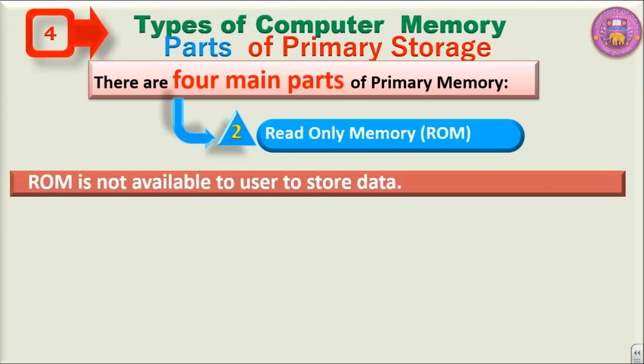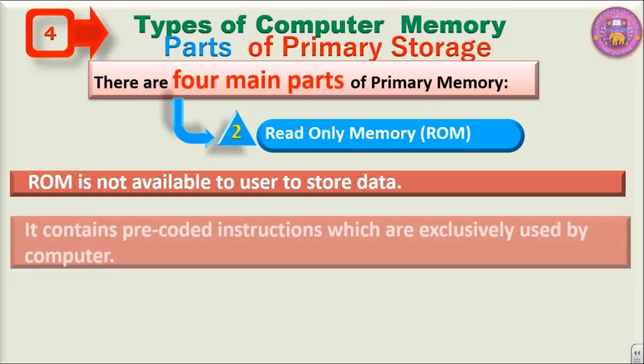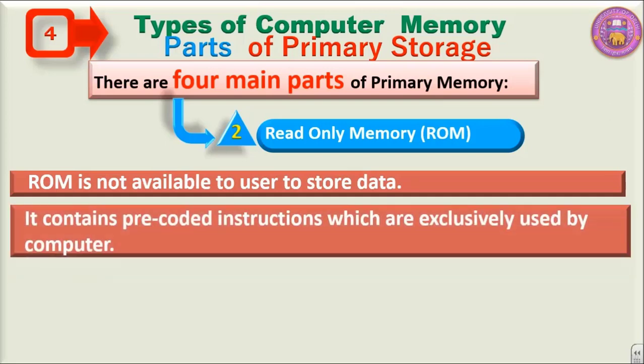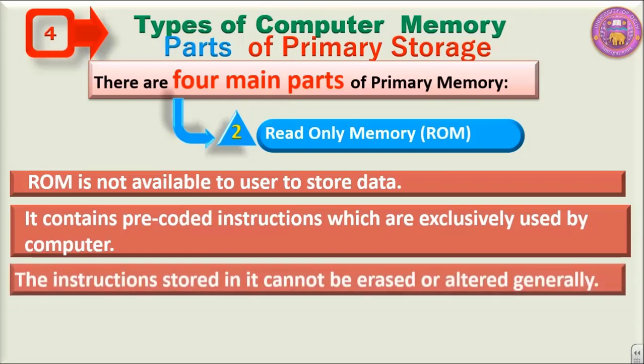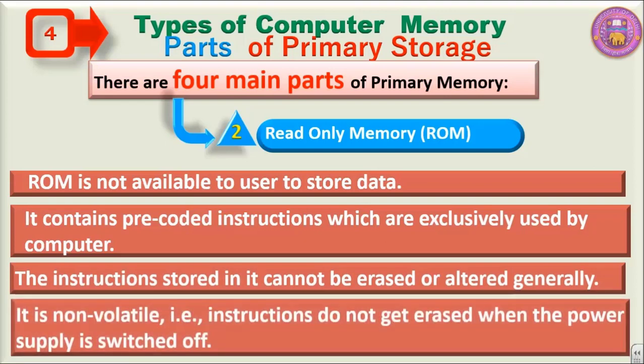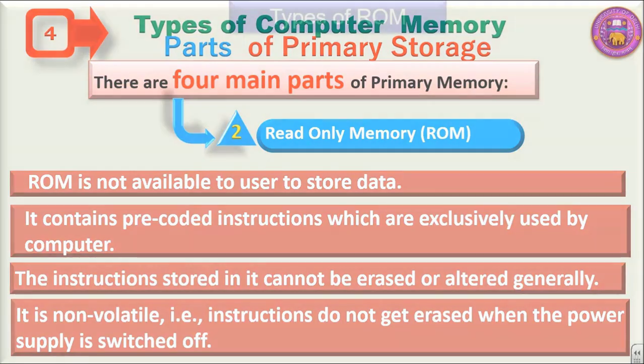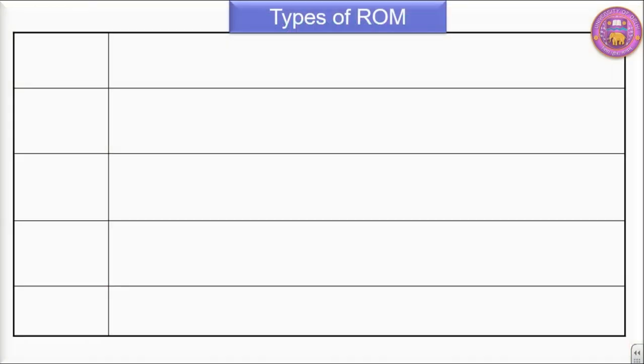ROM is not available to the user to store data. It contains pre-coded instructions which are exclusively used by the computer. The instructions stored in it cannot generally be erased or altered. It is non-volatile, that is, instructions do not get erased when the power supply is switched off. There are different types of ROM which are available.